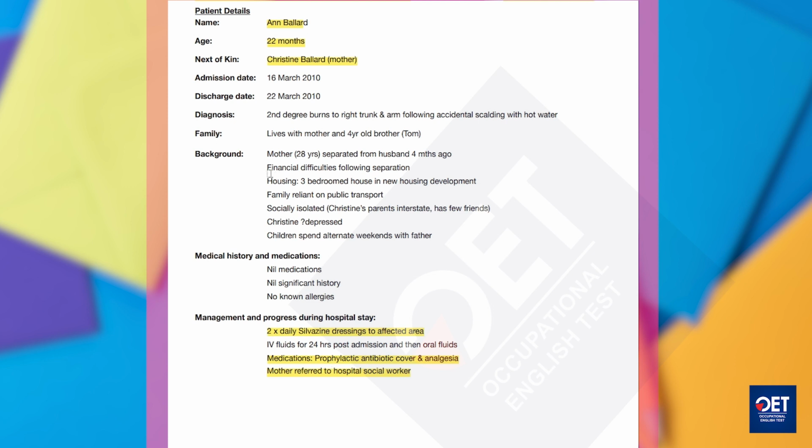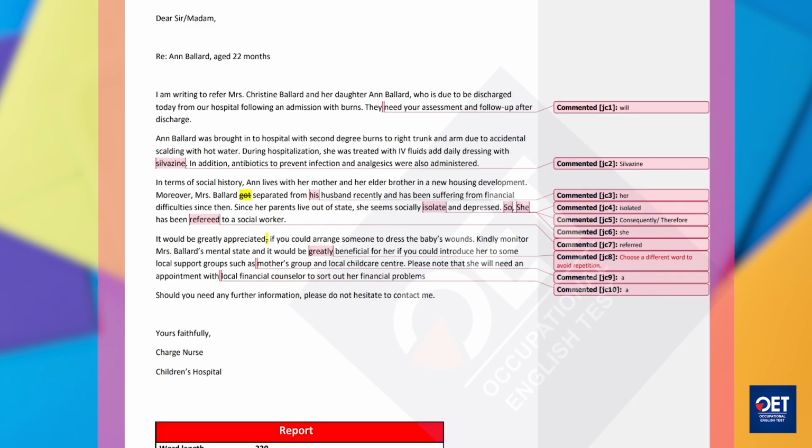And if we talk about the background, she has been separated from her husband, she has some financial difficulties and is socially isolated, and also she's depressed and the children spend alternate weekends with their father. Now we'll discuss the letter written by one of our students and also the correction, how the letter is being corrected and how we are going to grade the student. Okay, here we have a letter written by one of our students and I have corrected it and I'm going to tell you what mistakes the student has made.